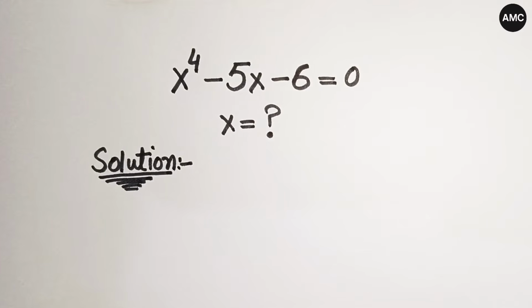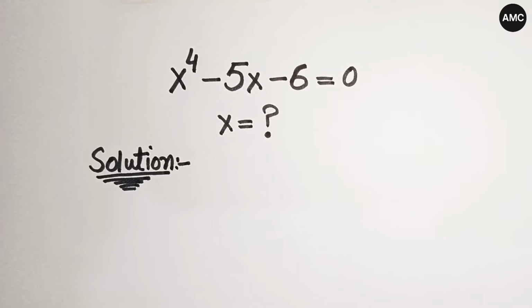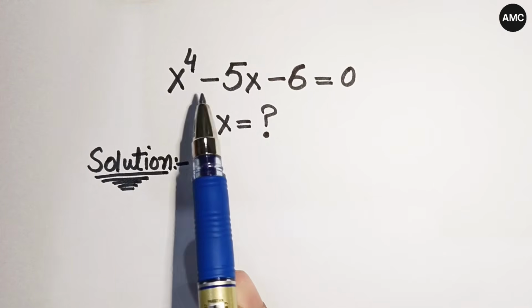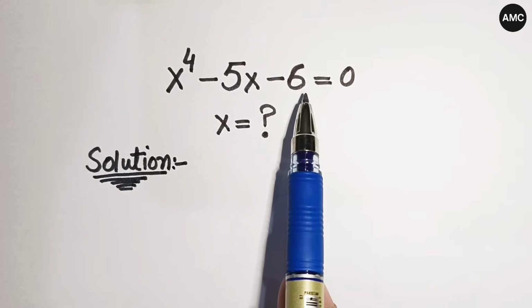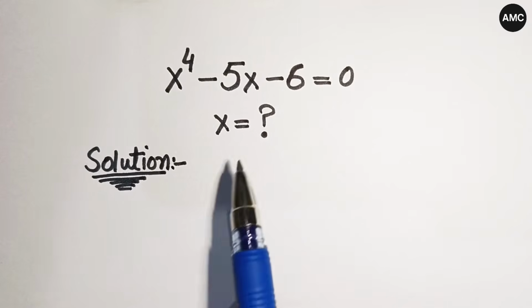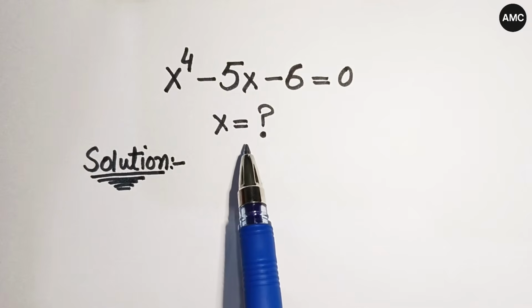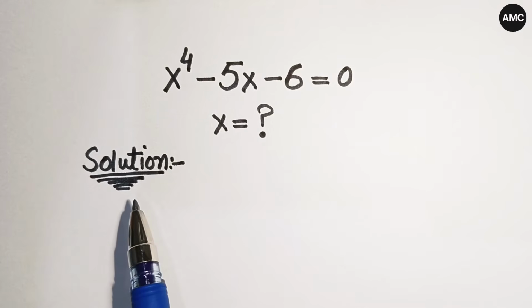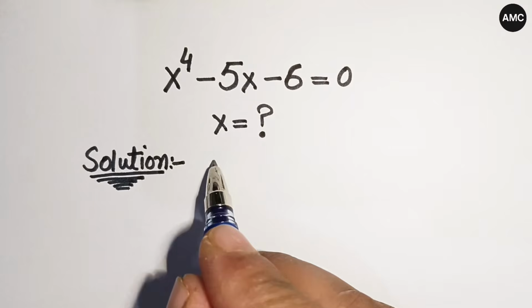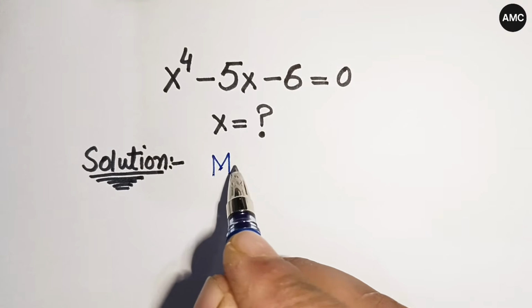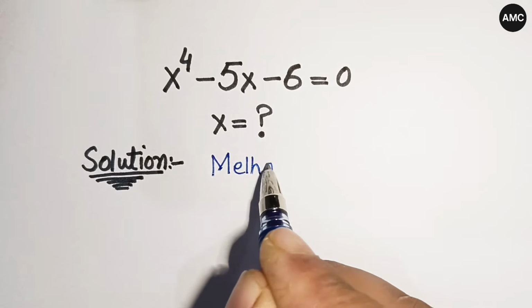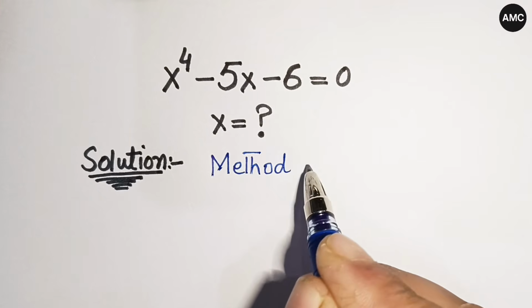Today we are going to solve a beautiful Olympiad math problem, that is x to the power 4 minus 5 times x minus 6 is equal to 0. So here we have to find all possible values of x. Here we actually have two methods. We have to solve this problem first by method 1. So here we have our method 1.